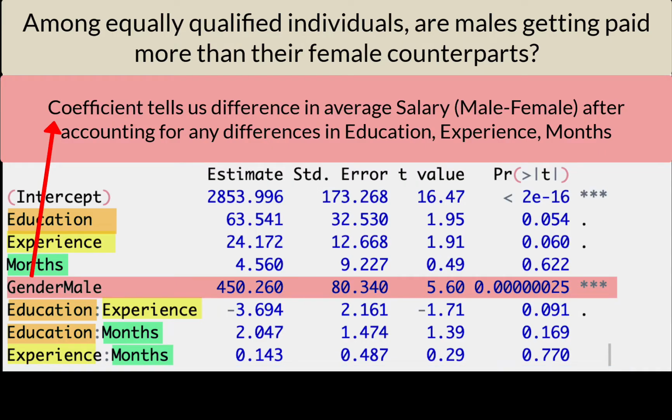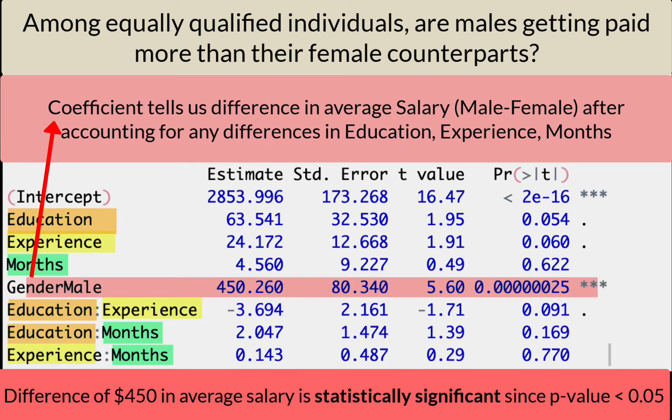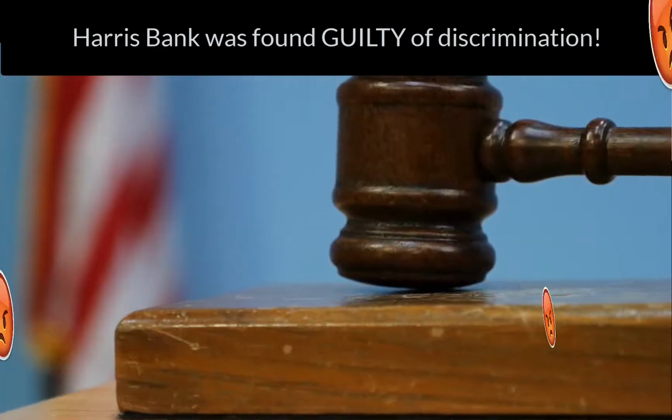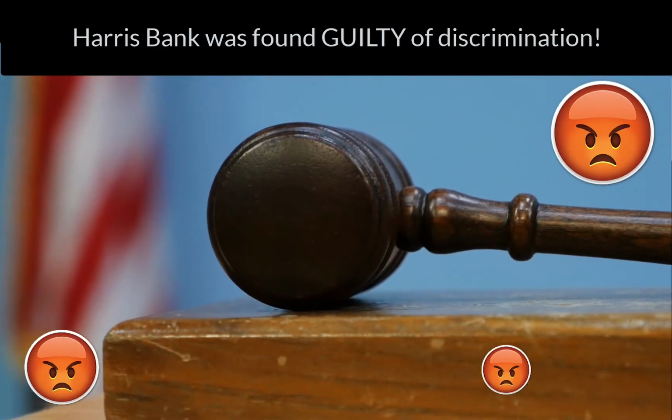So when we looked at the coefficient of the indicator variable representing gender, R represents it as gender male, we found that the coefficient was 450 and highly statistically significant. And this is why Harris Bank, the source of this data, ended up losing that lawsuit.